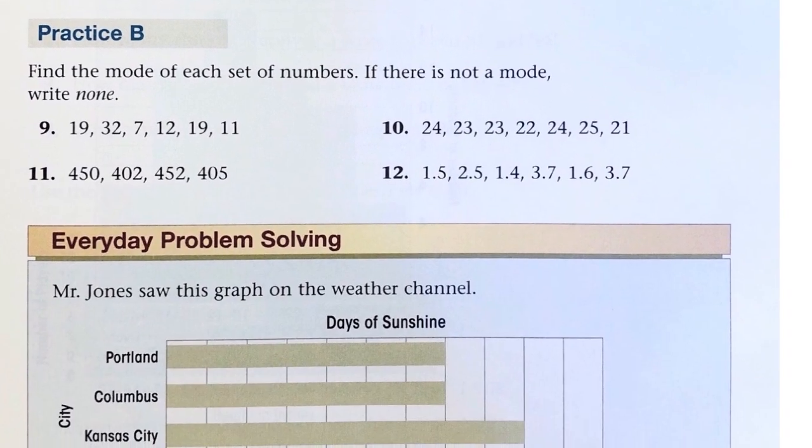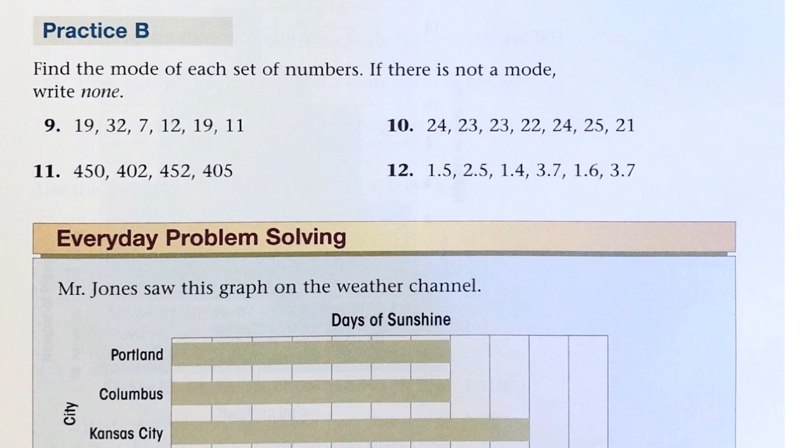Then the mode. Find the mode of each set of numbers. If there's not a mode, then just write the word none. So we got to see if there's things that get repeated. So I see, let's use a highlighter, a 19, 2 of them. Nothing else is repeated. So we can write that 19 is the mode.